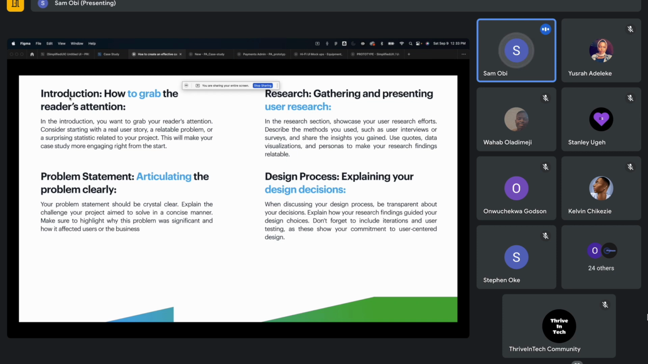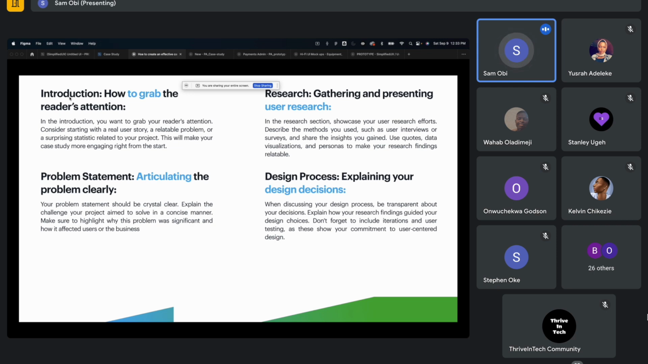Then you talk about your research, gathering and presenting user research. In this section, you have to showcase your user research efforts, describe the method you used, like I talked about earlier, such as user interviews or surveys, and then share your insights, everything you gained, your feedback. You can use quotes if you want to, and data visualization, and personas to make sure that your research findings are relatable.